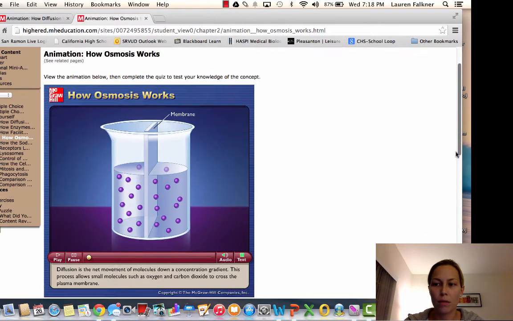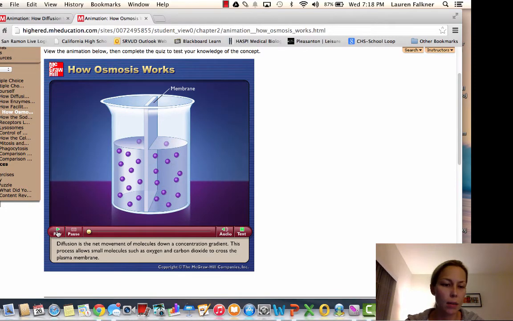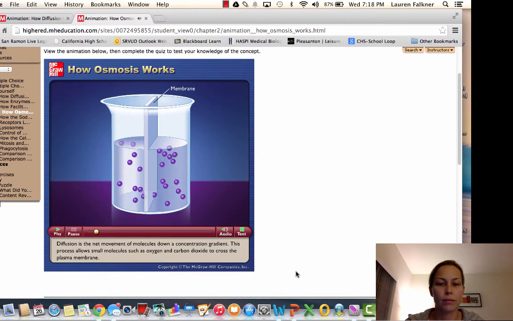Here we go, and play. Diffusion is the net movement of molecules down a concentration gradient. This process allows small molecules, such as oxygen and carbon dioxide, to cross the plasma membrane.